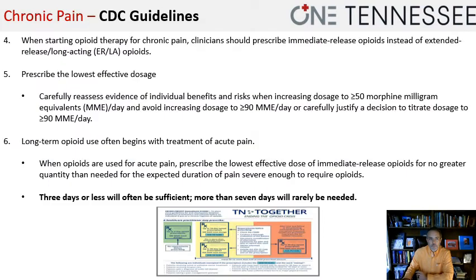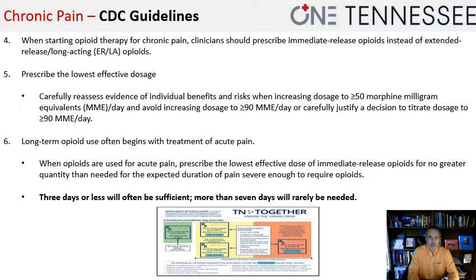When starting opioid therapy for chronic pain, clinicians should prescribe immediate release opioids first instead of extended release or long-acting opioids. You need to prescribe the immediate release first so that you can figure out what their cumulative total daily dose should be. It's kind of like insulin. You want to figure out what their needs are and then add a long-acting controller medication, and then you can still have that short acting for those breakthrough times.